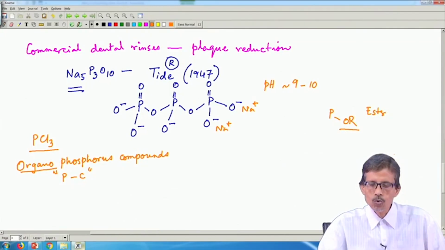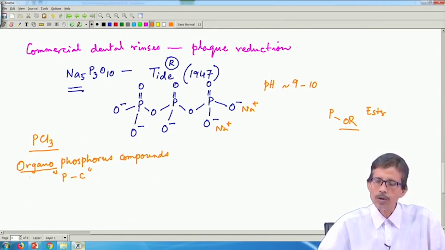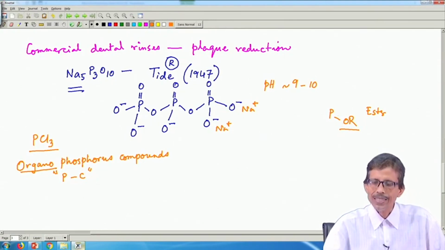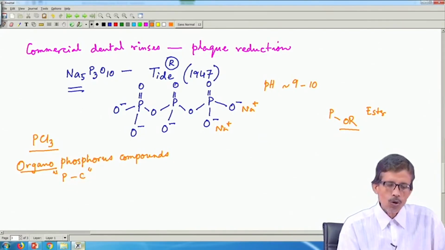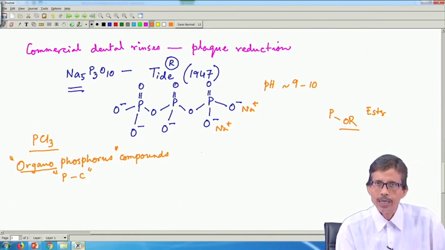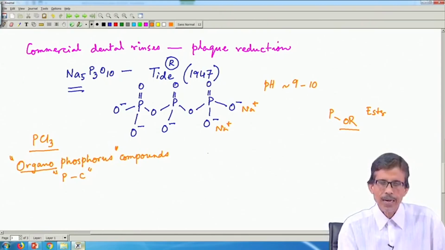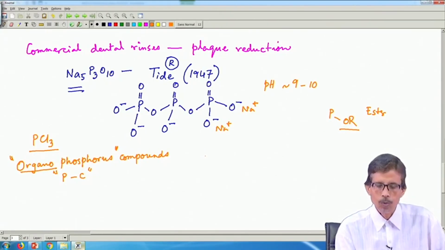Sometimes in a loose fashion, we also consider these as organophosphorus compounds, since an organic part is attached to the phosphorus through oxygen, not a direct phosphorus-carbon bond. So, truly speaking, organophosphorus compounds should be like the different organometallic compounds, where you have a direct carbon-to-metal bond. Here you can have the carbon-to-phosphorus bond.